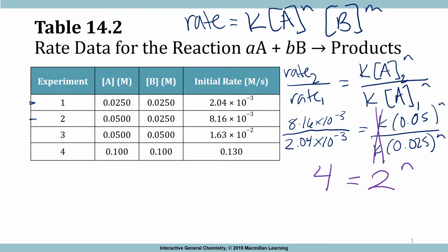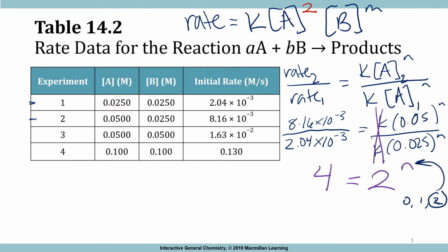So if I replace that n with a 0, 1, or 2, what value does n have to be for this to make sense? It's going to have to be a 2, because 2 squared is equal to 4. That tells us that the rate order for A is going to be 2. So I'm going to change the n up here to a 2.